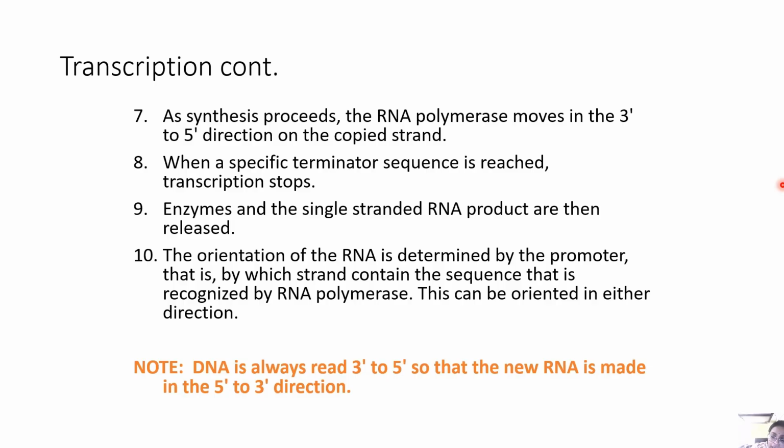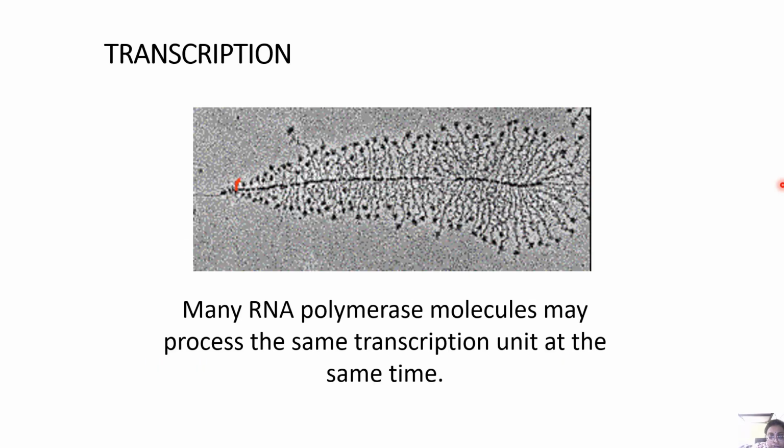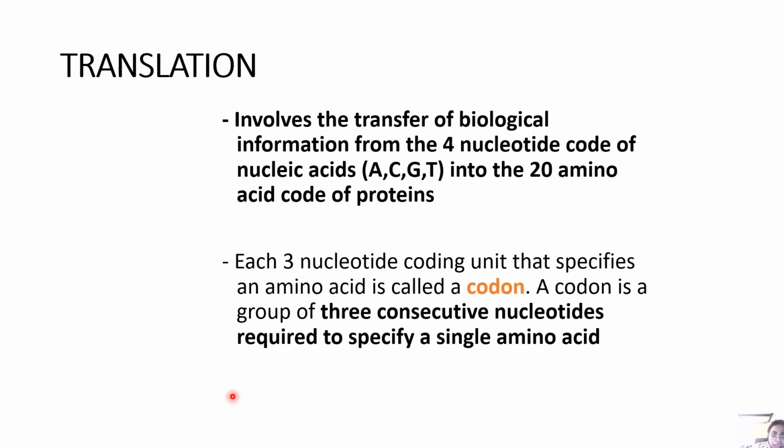So, the orientation of the RNA is determined by the promoter, that is, by which strand contains the sequence that is recognized by RNA polymerase. So, this can be oriented in either direction. DNA is always read 3' to 5', so that the new RNA is made in the 5' to 3' direction. So you see, many RNA polymerase molecules may process the same transcription unit at the same time, right?